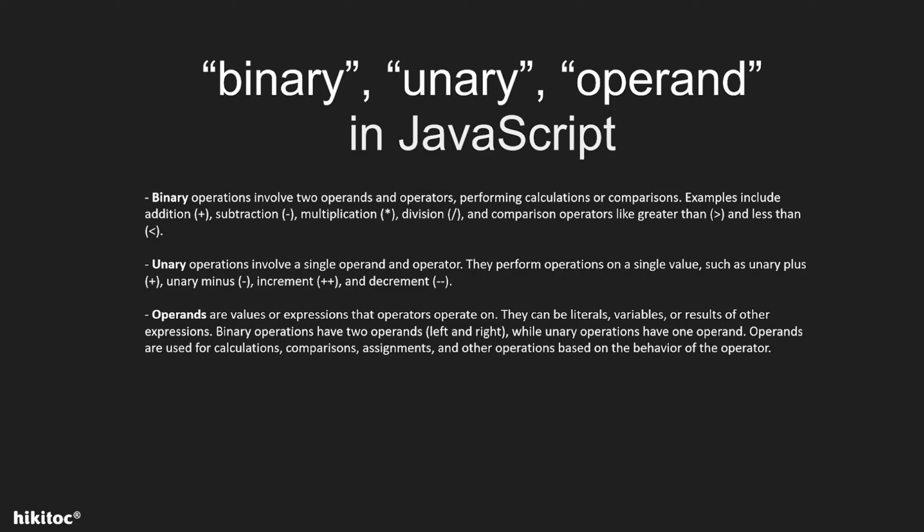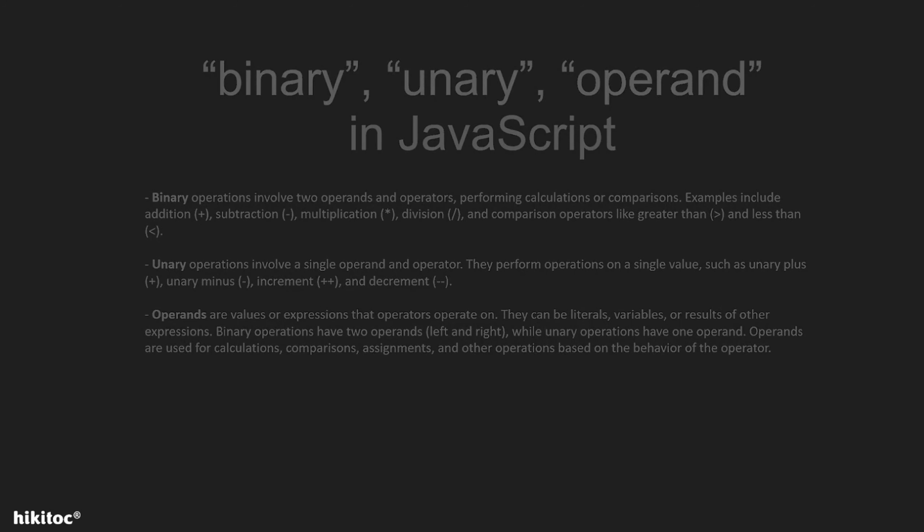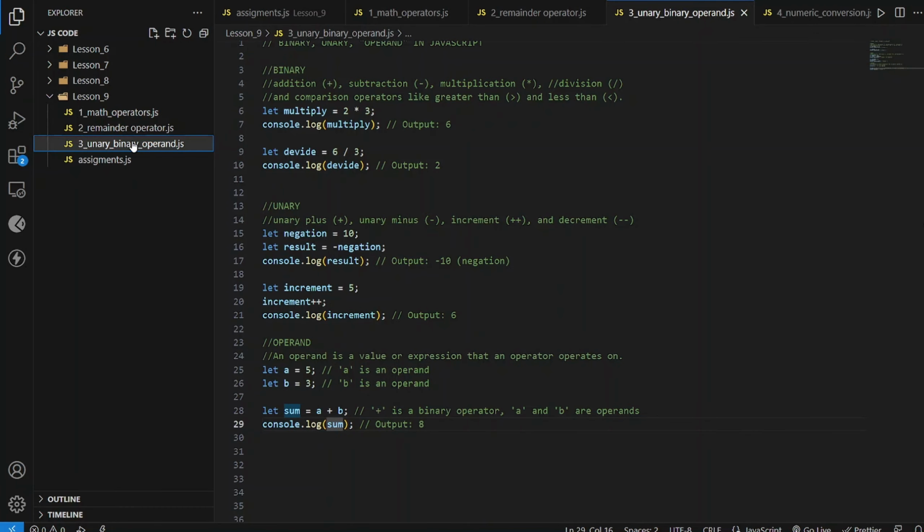An operand is a value or expression that an operator operates on. Operands can be literals, variables, or the result of other expressions. In a binary operation such as addition or subtraction, there are two operands, the left operand and the right operand. The left operand is typically on the left side of the operator, and the right operand is on the right side. In a unary operation, there is only one operand, and the operator is applied directly to that operand.